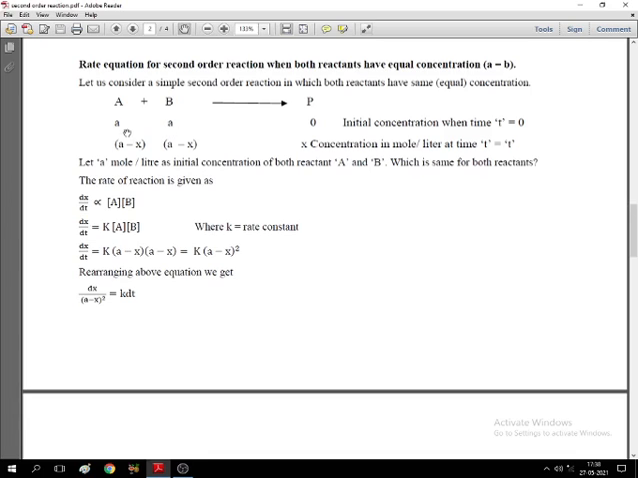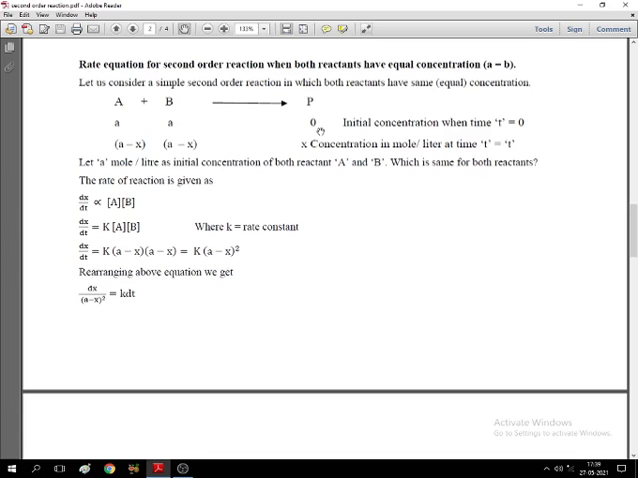Since the concentration of both is the same, A moles per liter is the concentration of both A and B, right? That is A is equal to B. When the time is t is equal to 0, that means the reaction is just about to start, at that time the product concentration will be 0.